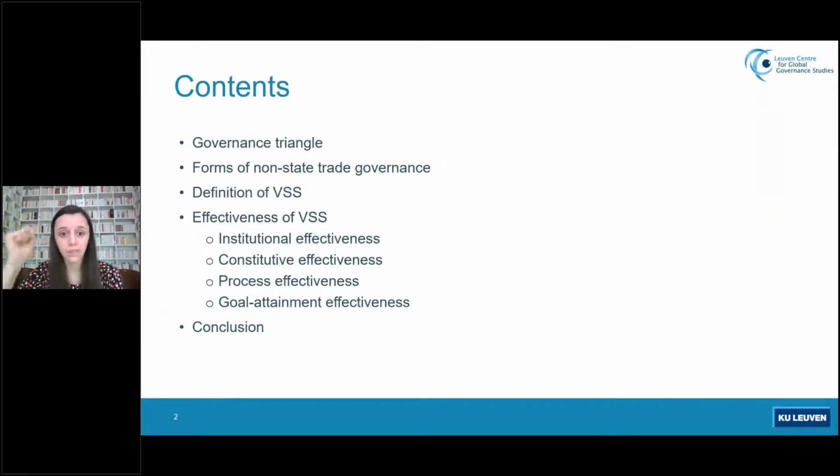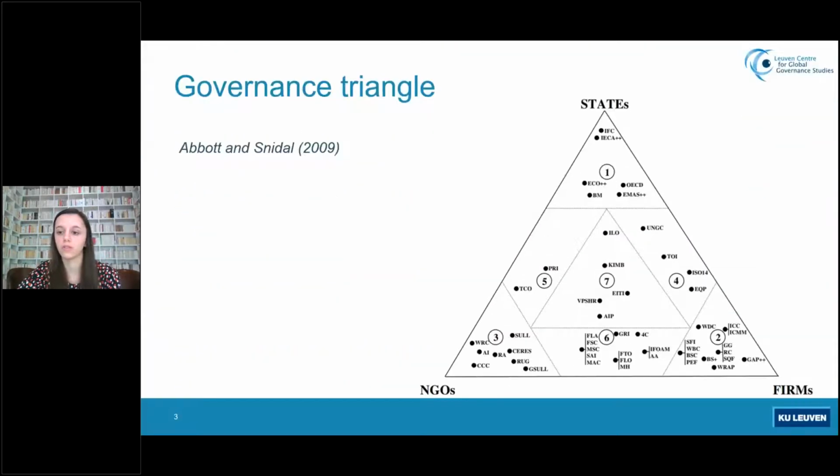So non-governmental or non-state or private governance, or also sometimes called corporate social responsibility, it's all the same thing. It's about private actors that develop sets of standards or rules to govern economic activities. These private actors can include firms as well as civil society organizations or NGOs. So in the governance triangle that was developed by Abbott and Snidal, and that Carrie described to you on Tuesday, we are looking at the bottom of the triangle in between firms and NGOs. And as we will see today, sometimes we are going to focus more on the firm side and sometimes more on the NGO side.